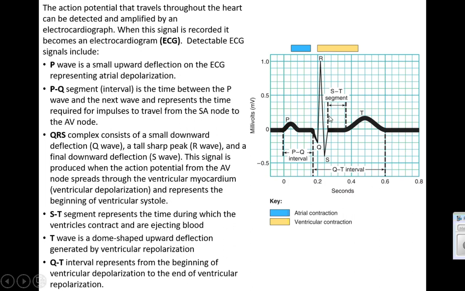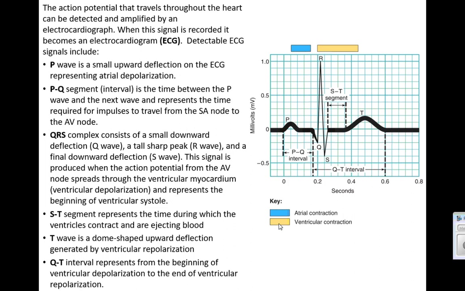We've got another segment, the ST segment, which represents the period from the end of S to the beginning of T. And this represents time during which the ventricles contract and are ejecting blood. And you can see that here with our yellow box, ventricular contraction. The T wave is our second or third wave.